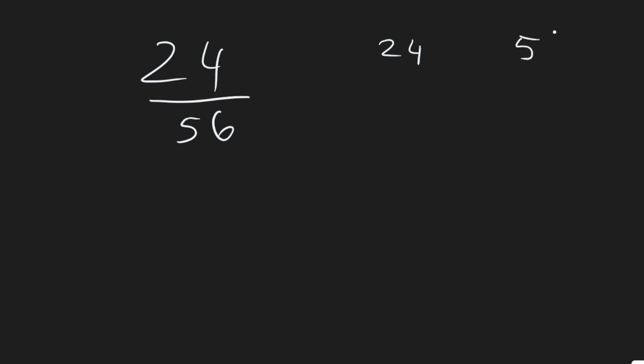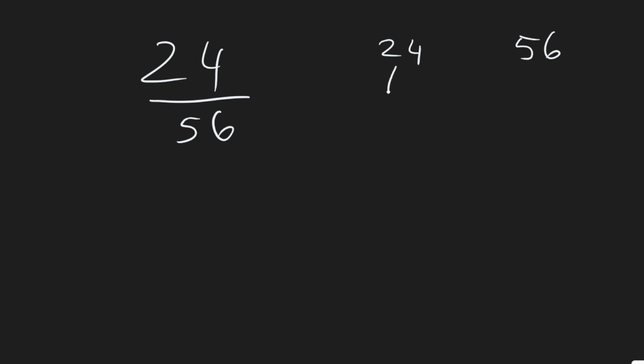Let's say we get 24 over 56. This is a fraction that we are given, and whose prime factorization we need to find. You're going to take 24 and write it here, and take 56 and write it here, because you get these two numbers in question.